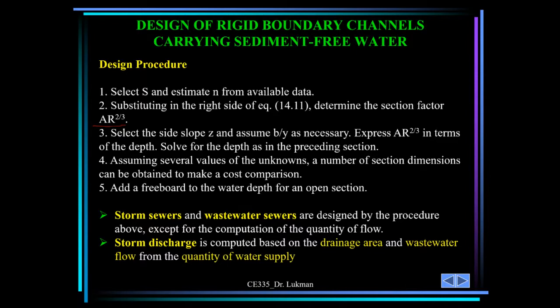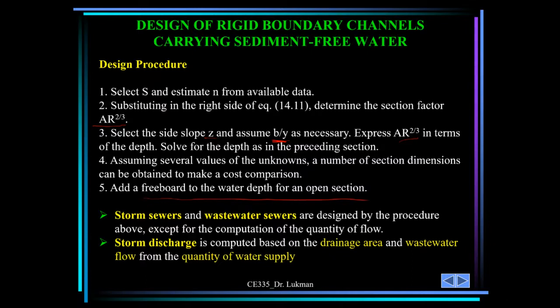And then from there, you select the side slope Z and assume B over Y as necessary. Express AR^(2/3) in terms of the depth. Solve for the depth as in the preceding section. And assuming several values of the unknowns, a number of section dimensions can be obtained to make a cost comparison. Because from the section factor, you can select a number of different sections, and you have to add a freeboard to the water depth for an open section.